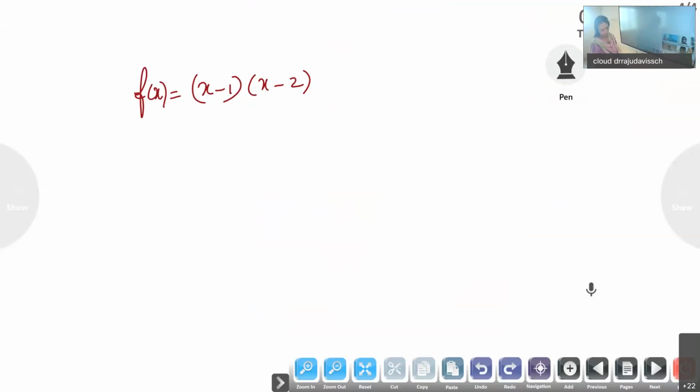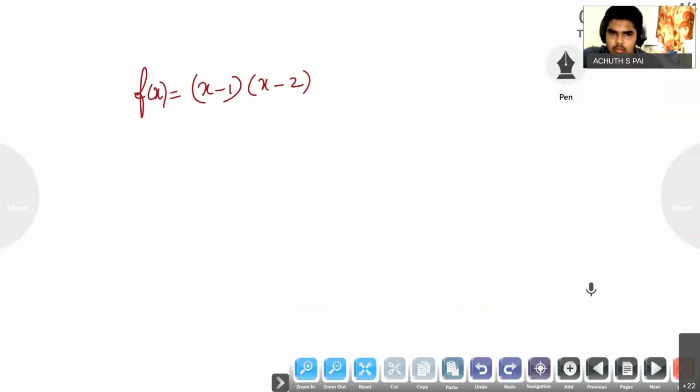The f of x here is x square. Find out what is f of x. x square minus 3x plus 2. Here, a particular point is not given.